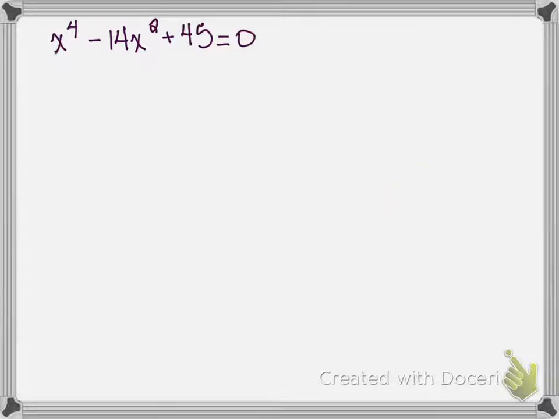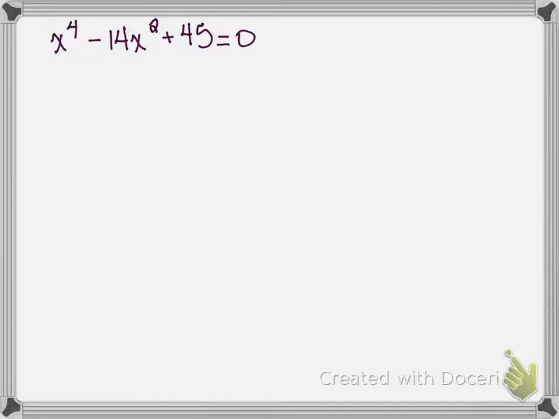Okay, so the first thing I want you to do is look at this problem that we have up here: x to the fourth minus 14x squared plus 45. At first glance, you might think of that as a trinomial that can be factored. It is a trinomial that can be factored, but it looks a little different than other trinomials. What's different about this one? The exponent. What is my x raised to? The fourth, and then I've got an x raised to the second.